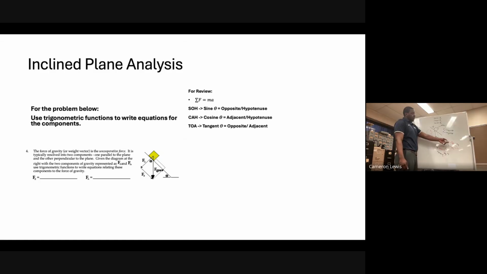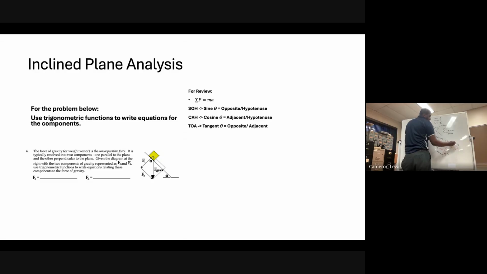Sine? For perpendicular, remember? Oh, cos. Opposite, adjacent, hypotenuse. So this one's cosine. Cosine of the angle is equal to adjacent over hypotenuse. Adjacent, F perpendicular. This is mass times this, cosine of the angle, multiplied by here, here.